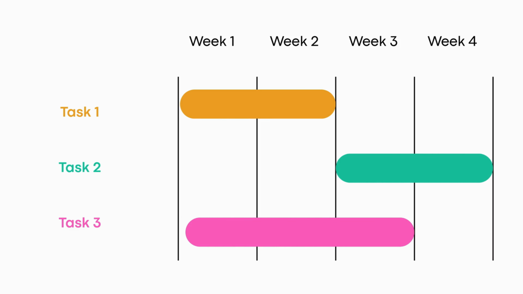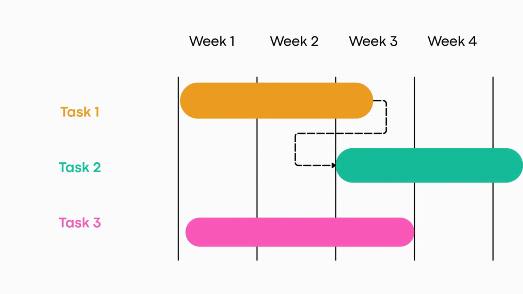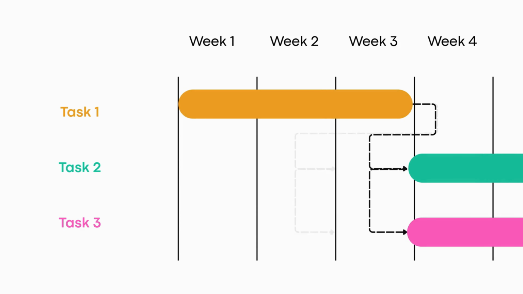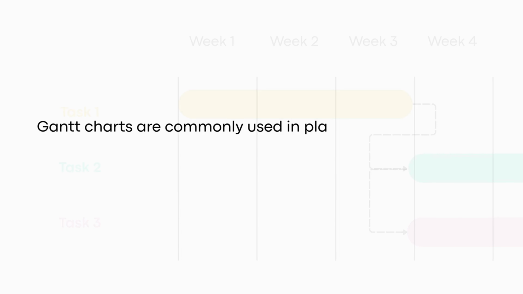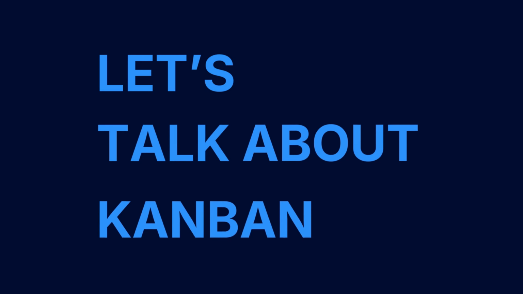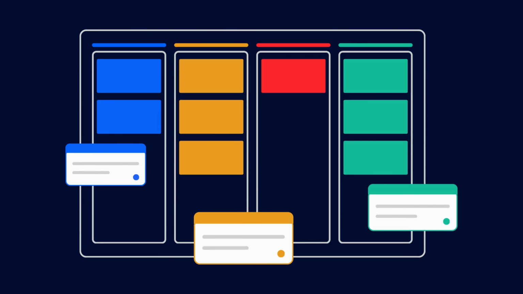This is why Gantt charts are great at showing how work is sequenced, which tasks depend on others, and how delays impact the overall schedule. Because of that, Gantt charts are commonly used in plan-driven or predictive projects where scope and deadlines are defined early. Now, let's switch gears and talk about Kanban, an agile management method built on a philosophy of continuous improvement.